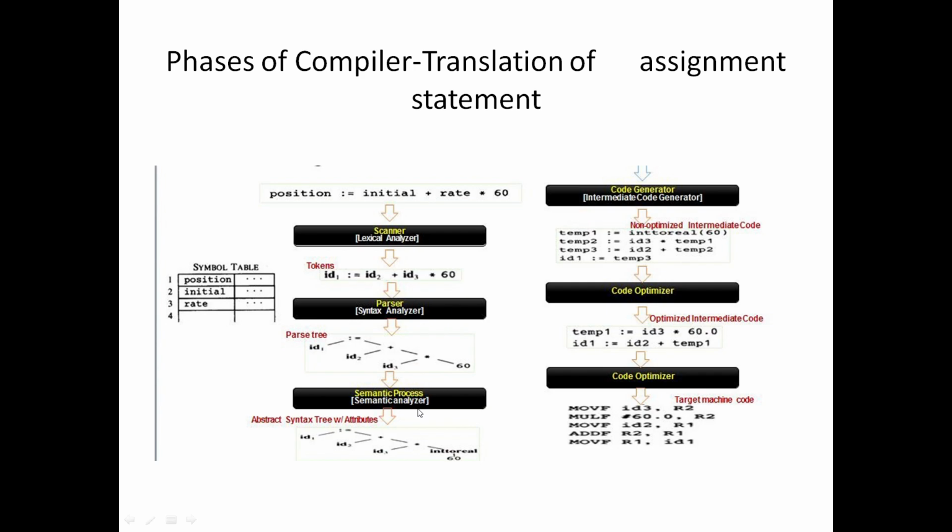Then the semantic analyzer, where we have type checking. We assumed that position, initial and rate are floating point. 60 is a number that we are converting into floating point. Then we got the intermediate code generator, where we have written the three address code. Then code optimization, where the 4 statements are reduced into 2 statements. Finally, I have written the code generation.